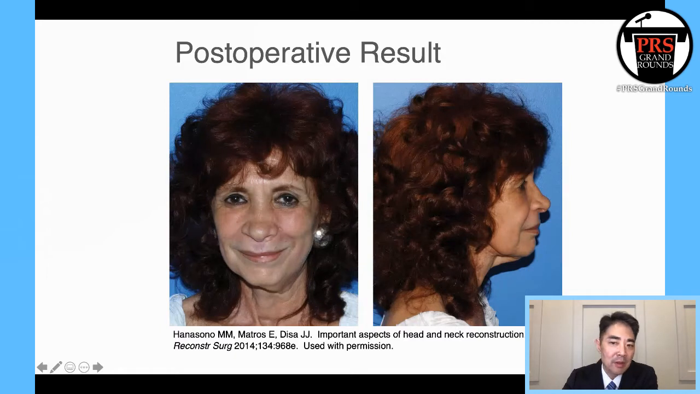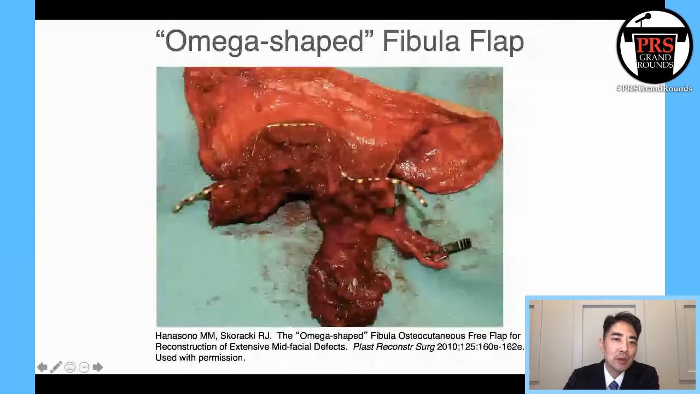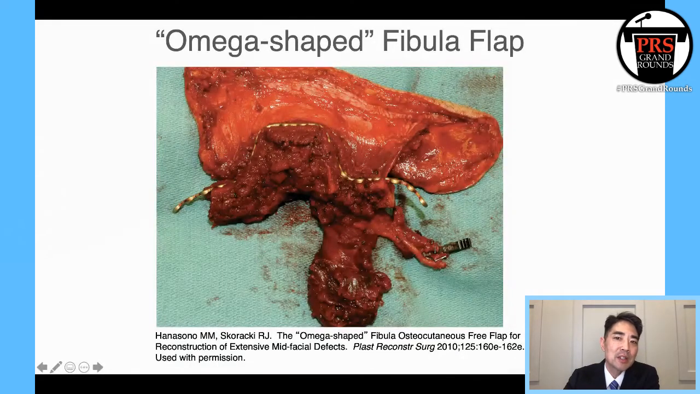Looks good in real surgical time. You know, the degree of accuracy that's necessary for maxillary reconstruction is very, very high. If you're off by a few millimeters, you change the patient's facial appearance, the position of their nose, and their occlusion. Here's that fibula with wings, which we term the omega-shaped fibula flap.